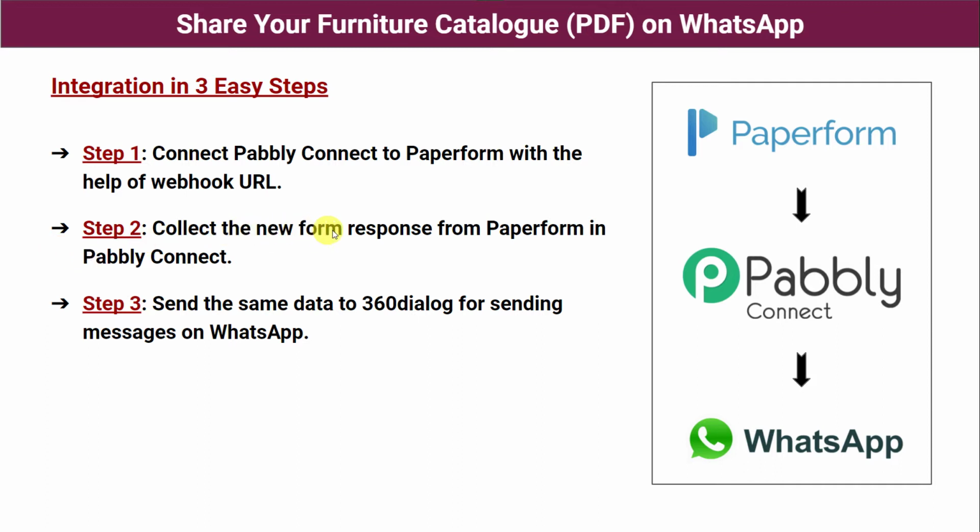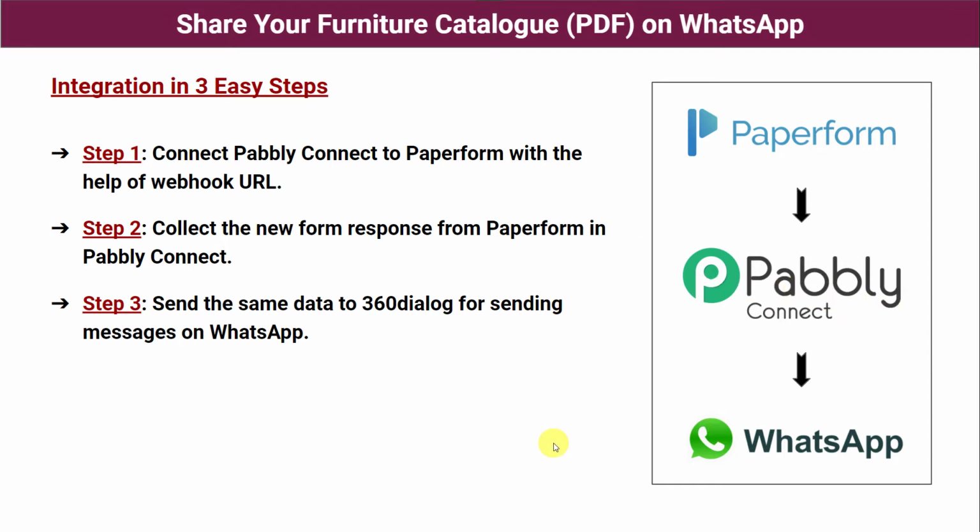Step 2. Collect the new form response from paper form in Pabbly Connect. So at step 2, Pabbly Connect is going to capture the data from paper form and it will collect the response, whatever we have received in paper form. Step 3. Send the same data to 360 dialog for sending messages on WhatsApp. So whatever data Pabbly Connect has captured from paper form, the same data will be sent to 360 dialog and a WhatsApp message will be sent to the customers. In this way, we are going to create an integration between paper form and WhatsApp using Pabbly Connect.